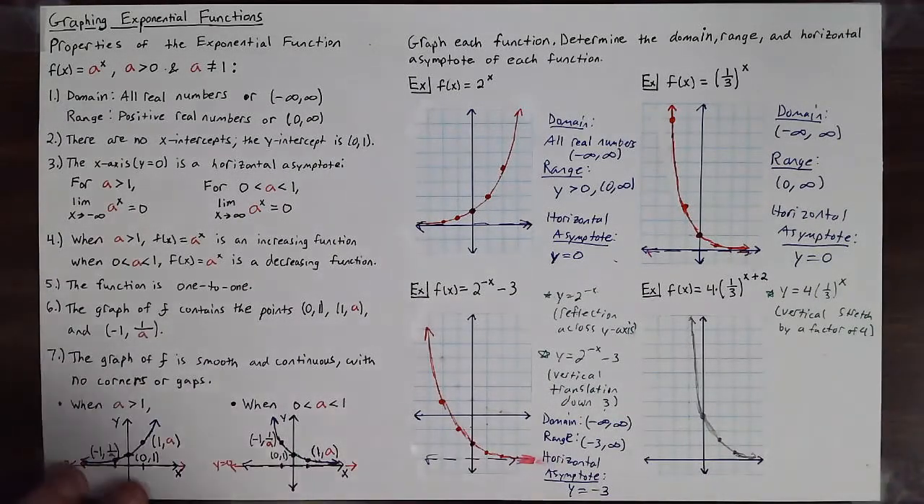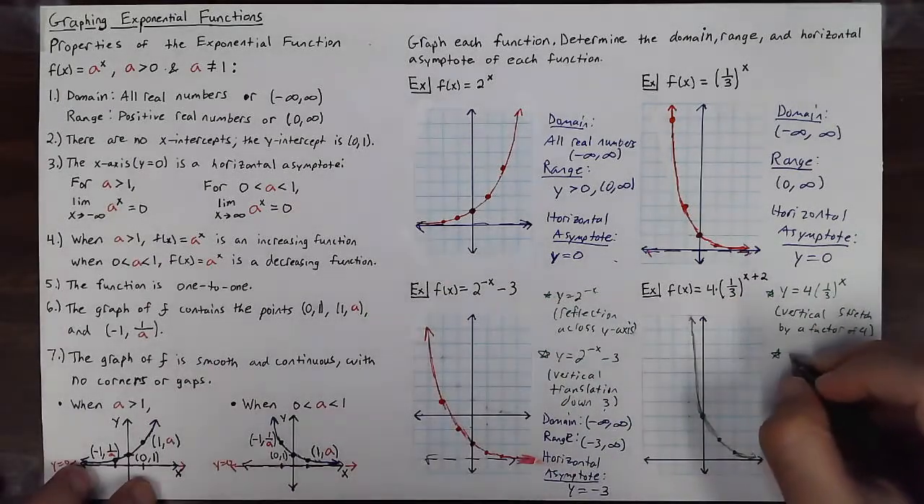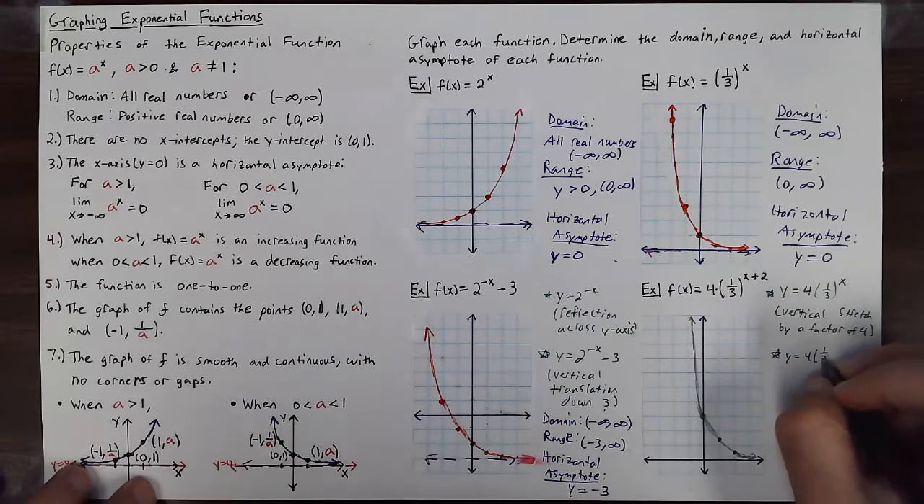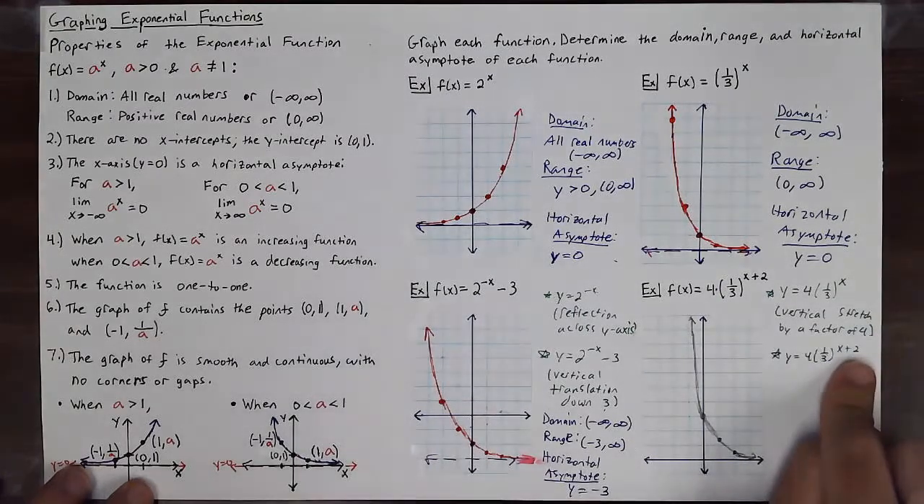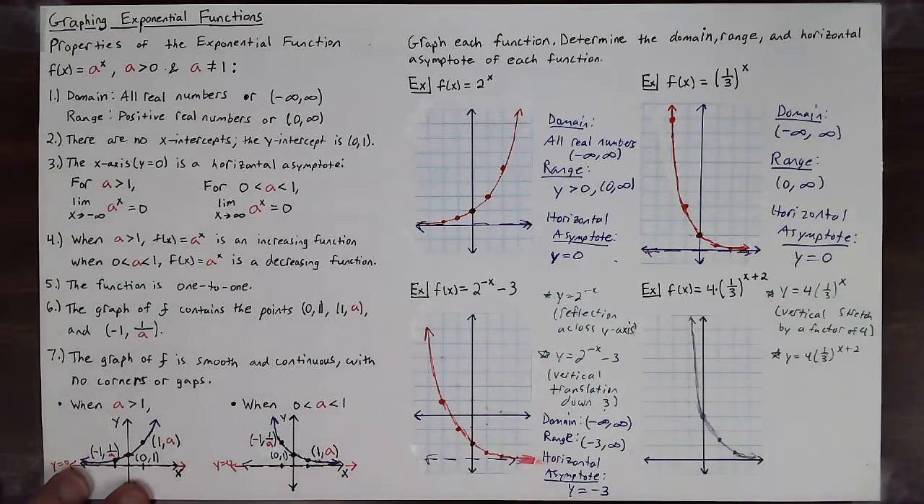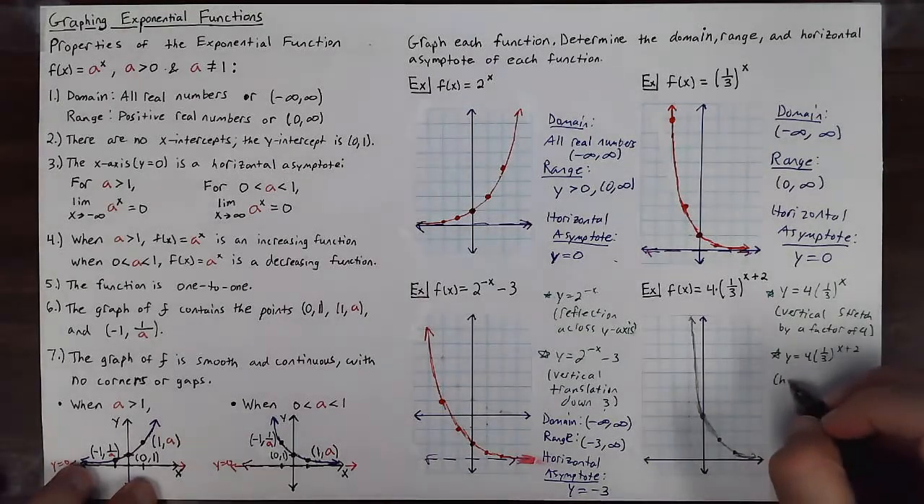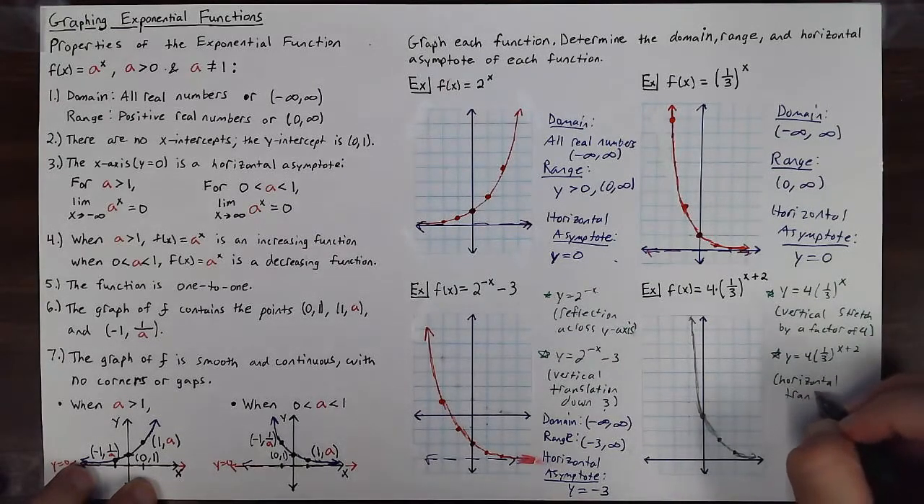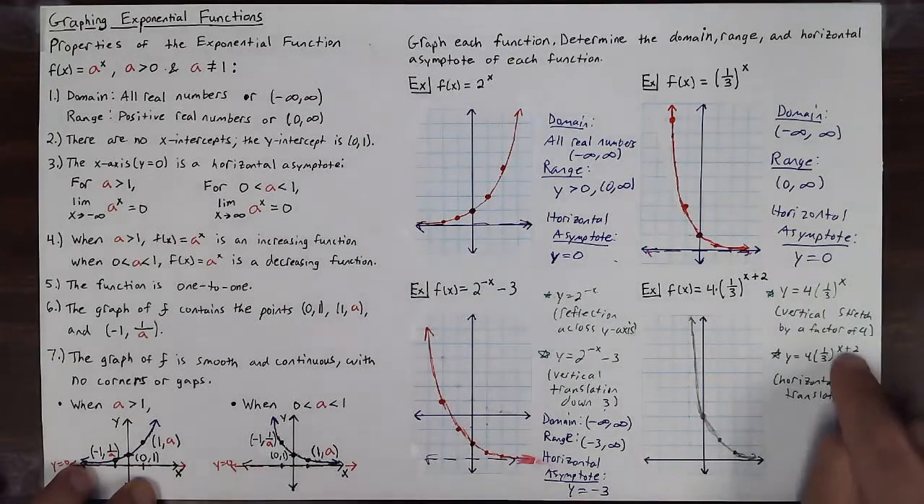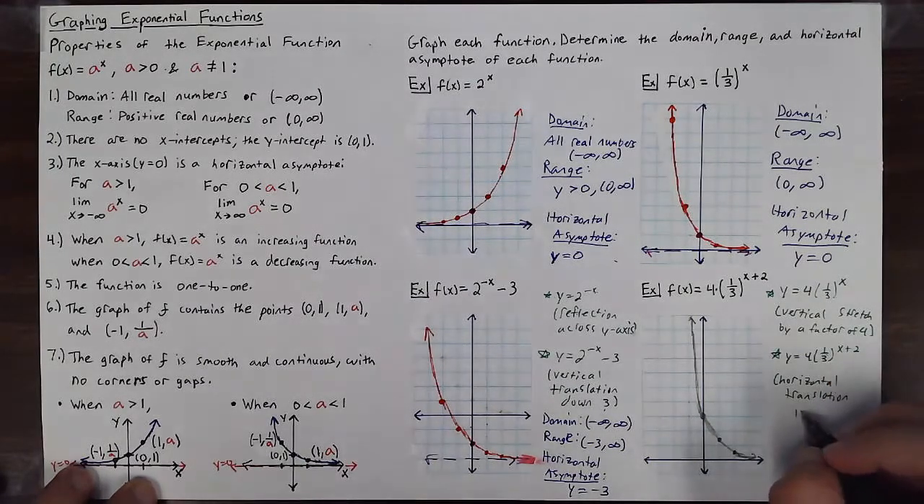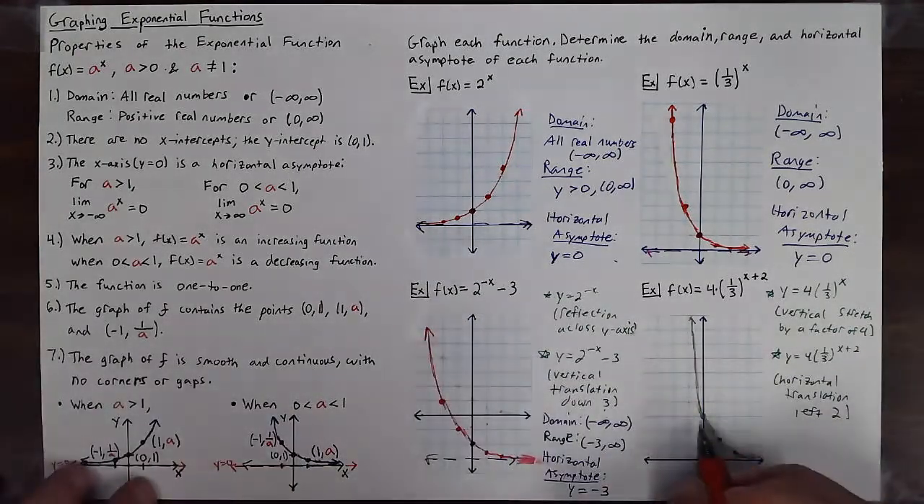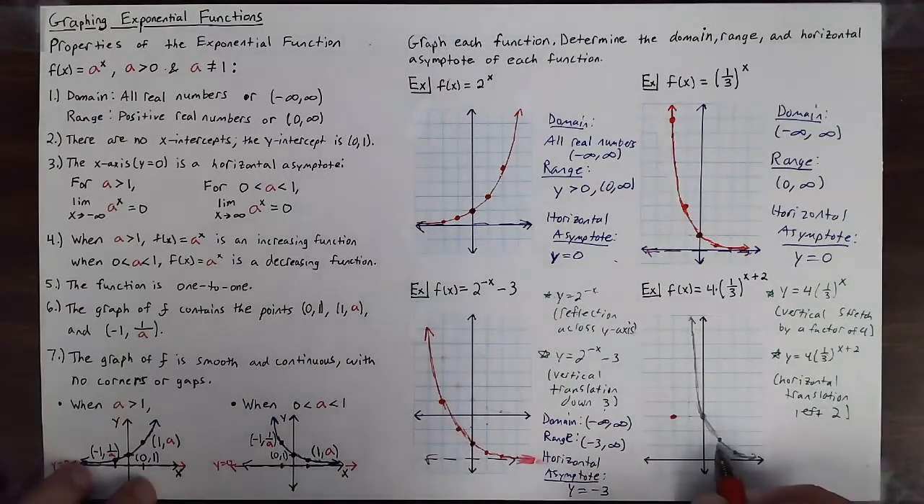Now, the next transformation is just the +2 in the exponent. So 4 times 1/3 to the x plus 2. When you add 2 into the exponent, near the x, you're actually going to shift horizontally. So you'll have a horizontal translation. But instead of going right 2, like you would think, it's actually left 2. Kind of the opposite. So every point gets shifted left 2: 1, 2 to the left, 1, 2 to the left, and 1, 2 to the left.